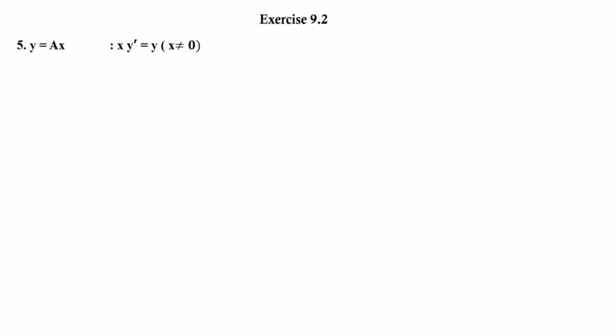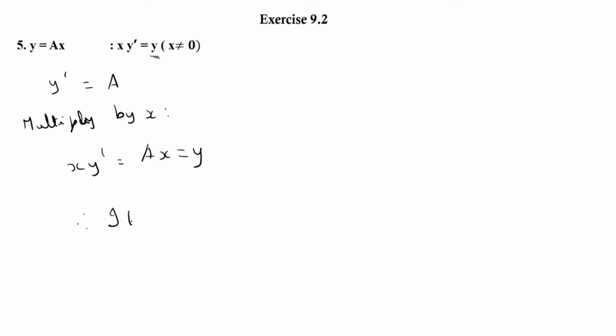The next question is y is equal to ax. We have to check whether it satisfies xy dash is equal to y, x not equal to 0. So if y is equal to ax, then y dash is equal to a. Let us multiply both sides by x. We get xy dash is equal to ax. This is equal to y. So we got the given differential equation xy dash is equal to y. Therefore, it is a solution.